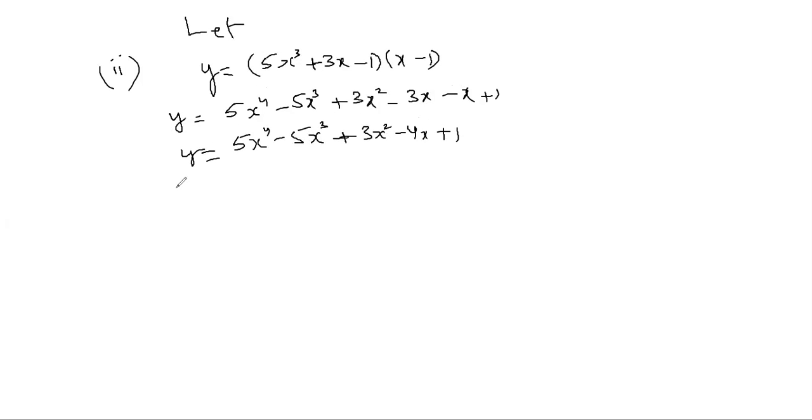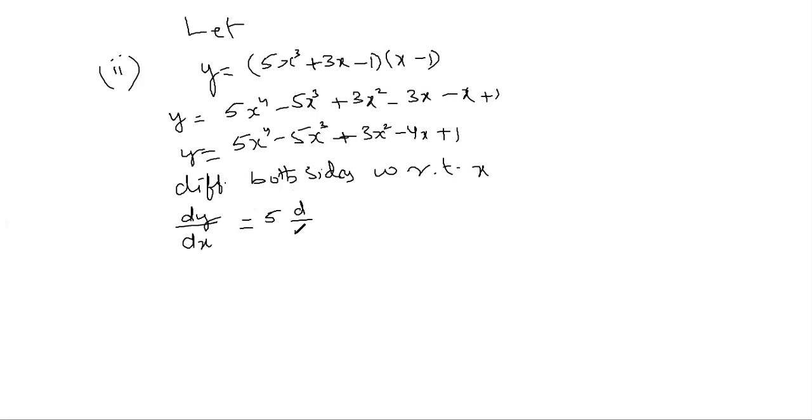Y is equal to this. Now differentiate both sides with respect to x. So dy by dx. Now, as you know, d by dx will go inside. Now we can write directly: 5 outside, d by dx of x raised to power 4. But you should take the steps in the starting. After that, you can do it directly.